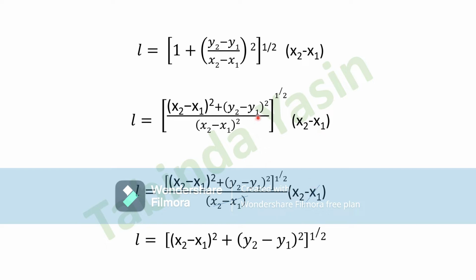Now we separate the power 1 by 2 above and below, so we get (x2 minus x1) only in the denominator, as the 2 and power 1 by 2 are cancelled here. So L is equal to [(x2 minus x1) whole square plus (y2 minus y1) whole square] whole power of 1 by 2, divided by (x2 minus x1), multiplied by (x2 minus x1), which are cancelled here. So that will give us L is equal to [(x2 minus x1) whole square plus (y2 minus y1) whole square] whole power 1 by 2.